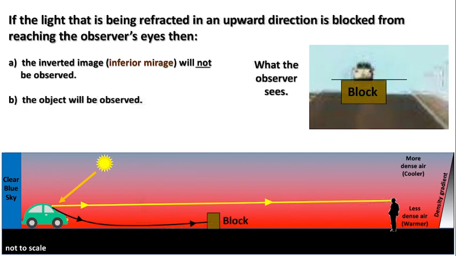If the light that is being refracted in an upward direction is blocked from reaching the observer's eyes, then A. The inverted image or inferior mirage will not be observed. B. The object will be observed.